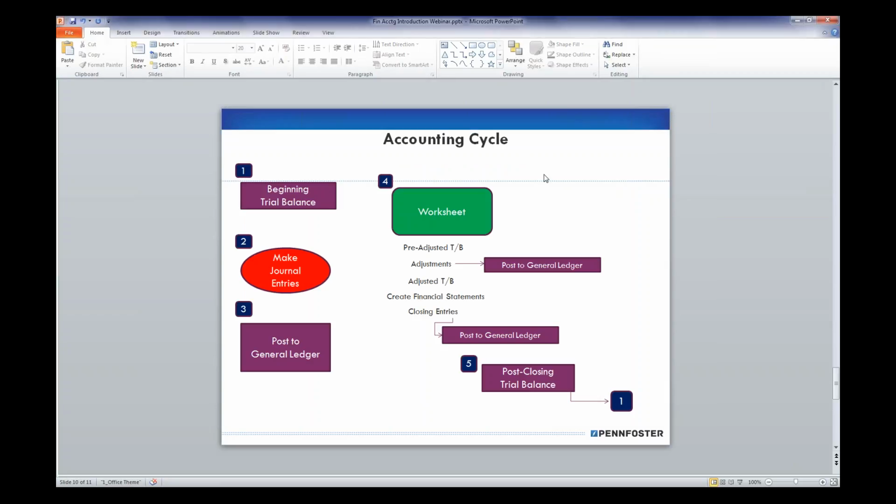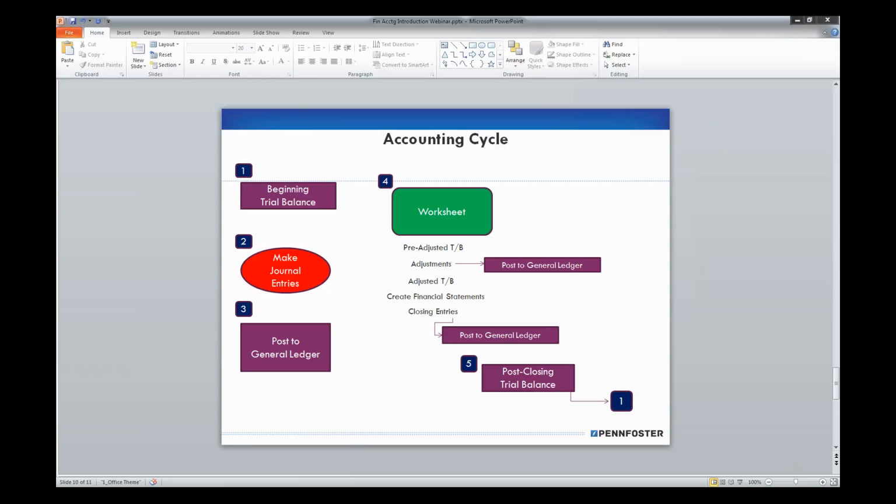It's circular. That's basically all that the entire accounting cycle is, and that's what your books are. You start out with beginning balances. We start out here with beginning balances in our general ledger accounts. We make journal entries and post them to our ledger accounts. Once they're posted, we start going through the end of period accounting process, and part of that process is starting out with a pre-adjusted trial balance.